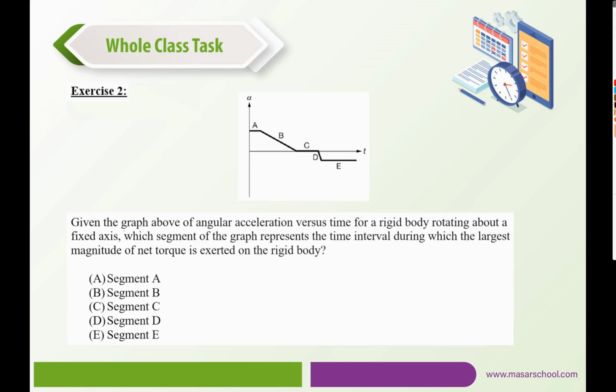Now exercise 2, given the graph above of angular acceleration versus time for a rigid body rotating about a fixed axis, which segment of the graph represents the time interval during which the largest magnitude of the net torque is being exerted on the rigid body?